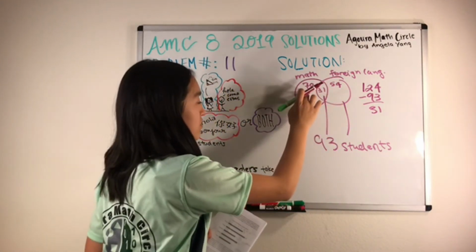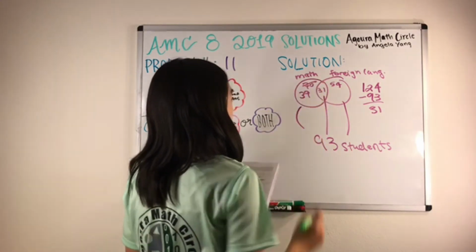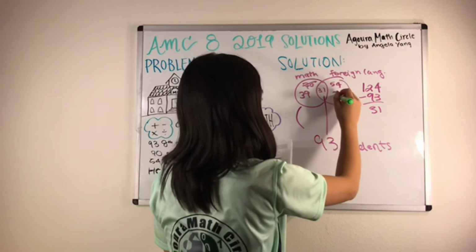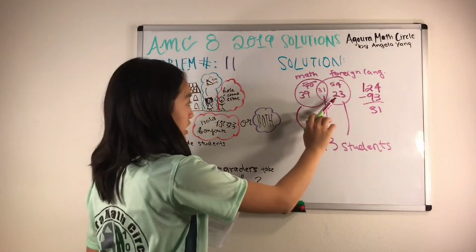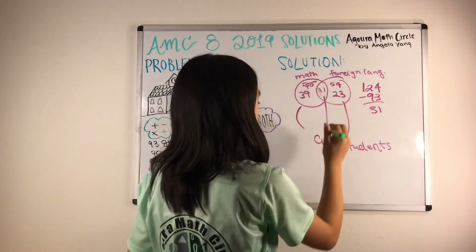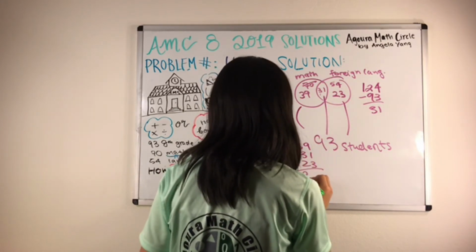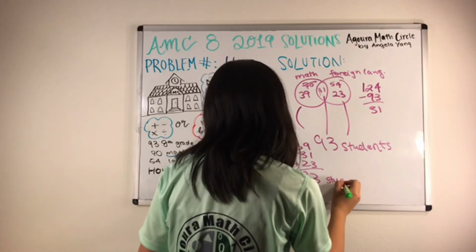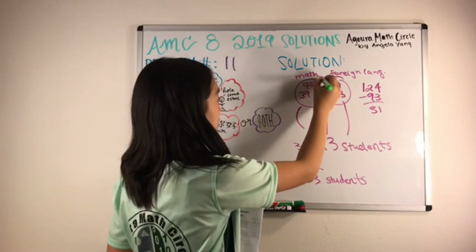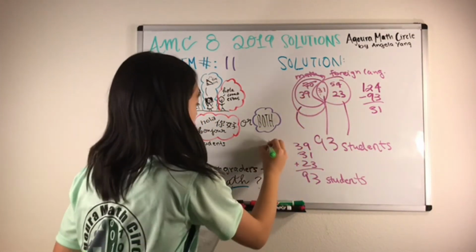Now, if 31 out of the 70 students are taking both classes, then that means only 39 students are taking only math. And if 31 of the 54 students were taking foreign language, then now only 23 of those students are taking only foreign language. And the rest are taking math and foreign language. And so if we add these three up, 39, 31, and 23, we get a total of 93 students. So now it's asking how many 8th graders take only a math class and not a foreign language class. So that would mean we'll be looking at this section over here. And the answer would be 39, which gives you the answer of letter D.